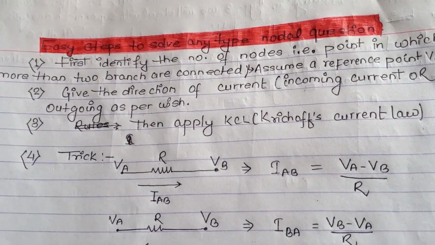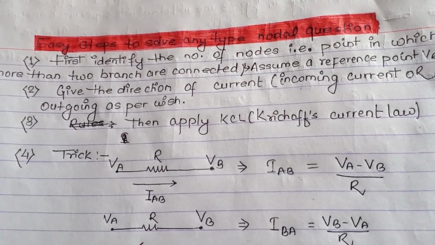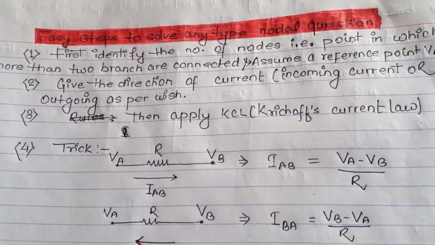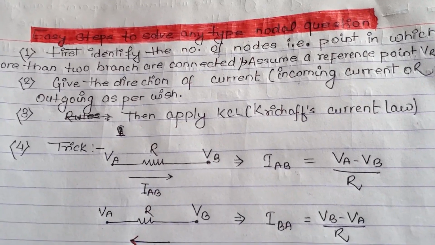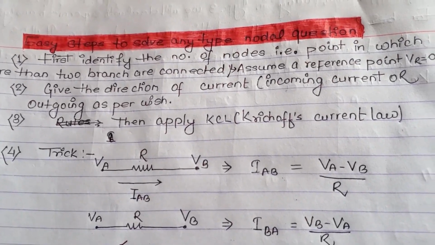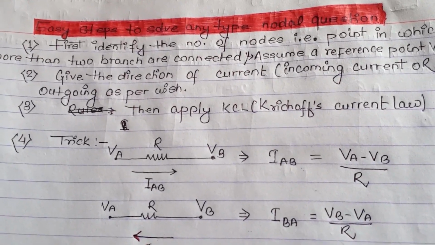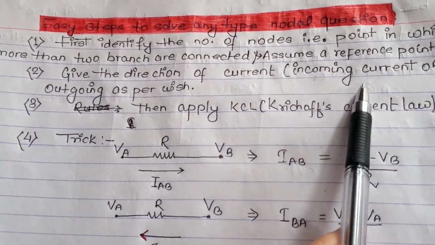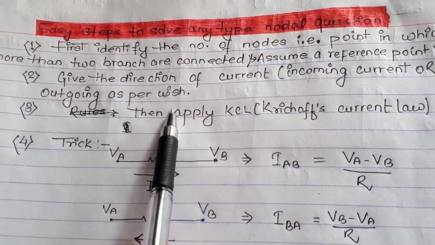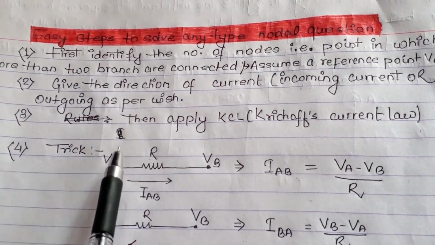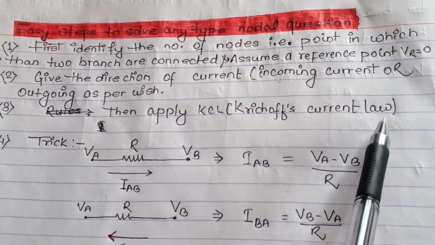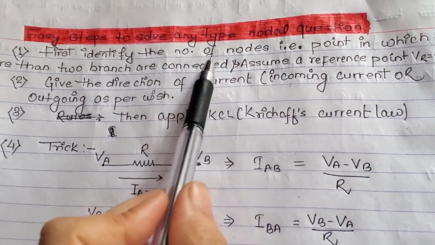After that, you need to assume a reference point, a point where voltage V equals 0. After that, you need to give the direction of the current, as an incoming current or outgoing current, as per your wish. Then apply Kirchhoff's current law. That's all you need to do.